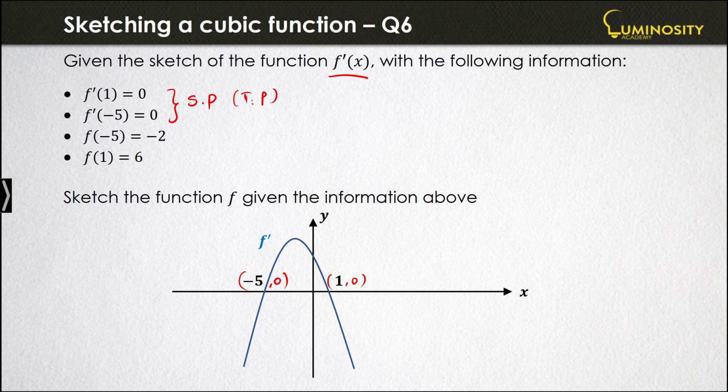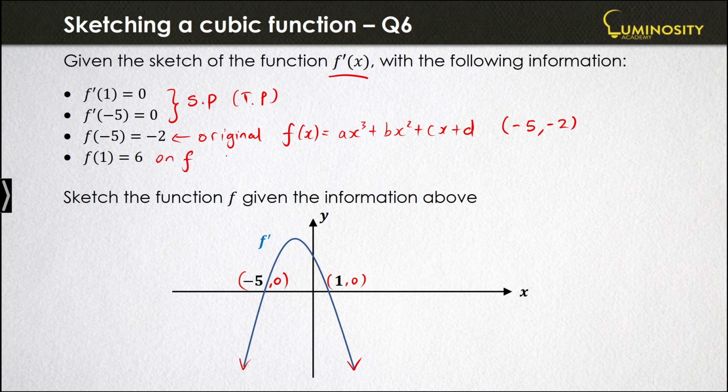Then it tells us that f at negative 5 equals negative 2. So this is on the original function, the original f of x, which is probably going to be a cubic function because the derivative here is quadratic. So this is going to be one degree up, so a cubic function. So we know a point on there: at x equals negative 5, the y value is negative 2. And another point on f is at x equals 1, y is 6.